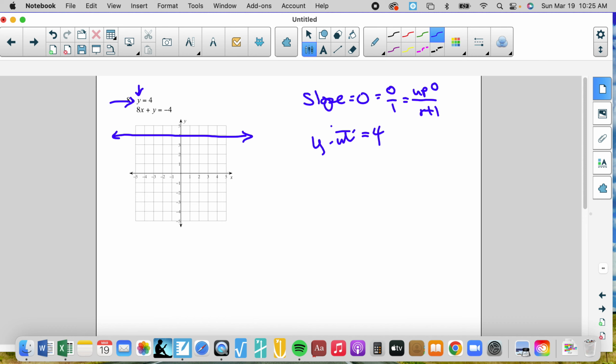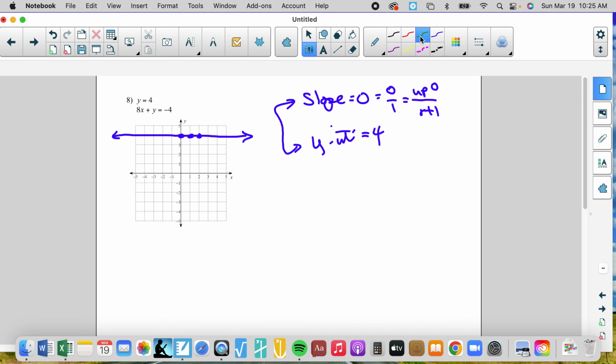Now, again, if we looked at it in slope-intercept form, we'd make a dot at 4, and we'd have a slope of 0, which is up 0, right 1, up 0, right 1. So it would have still created that same line.